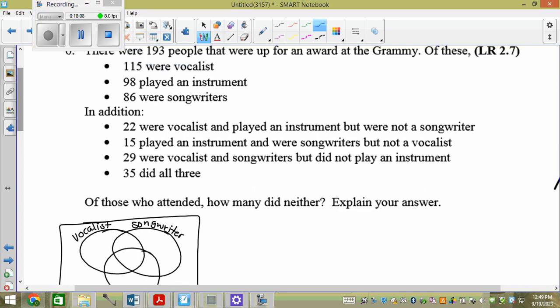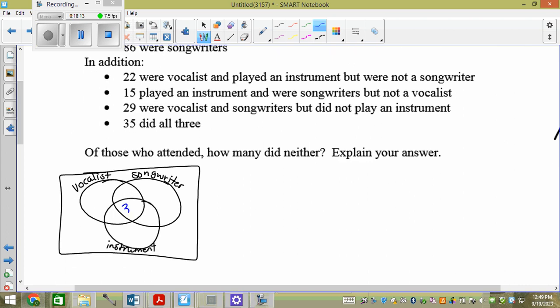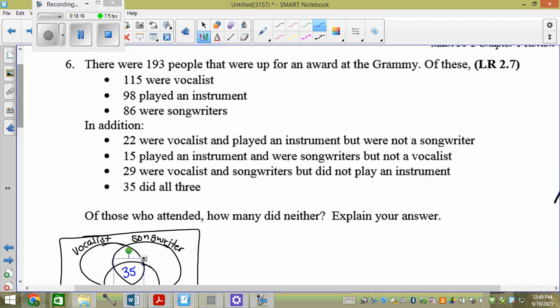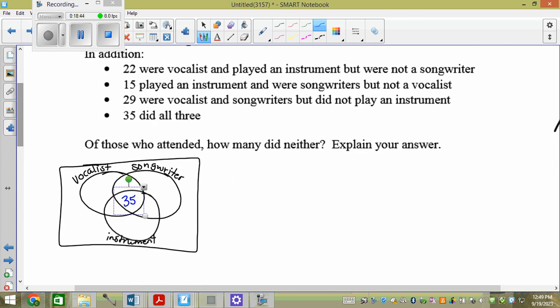So this one said 35 do all 3. So I have 35 in the middle. Then you can't just go willy-nilly and always subtract, and you can't just go willy-nilly and not subtract. So you have to read and know what you do. So here it says 29 were vocalists and songwriters but not play an instrument. So that means 29 were vocalists and songwriters only, correct? So are we subtracting when we have the word only, or could make the word only? No. So we go to vocalist and instrument, and we put 29.